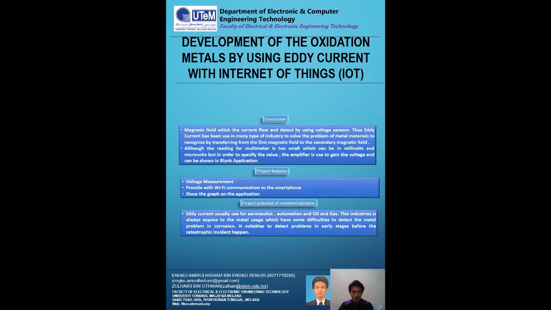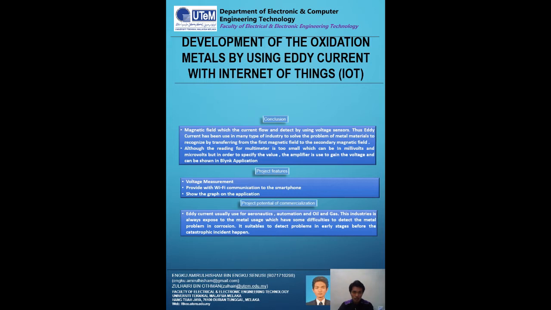So for the conclusion, the current flow creates magnetic field and heat transfer from the first magnetic field to the second magnetic field. The voltage sensor can be used although the distortion may interrupt the reading as well as the amplifier that amplifies the voltage from the receiver probe. The Blynk application is used to read the readings from the sensor and creates graph on the same application.